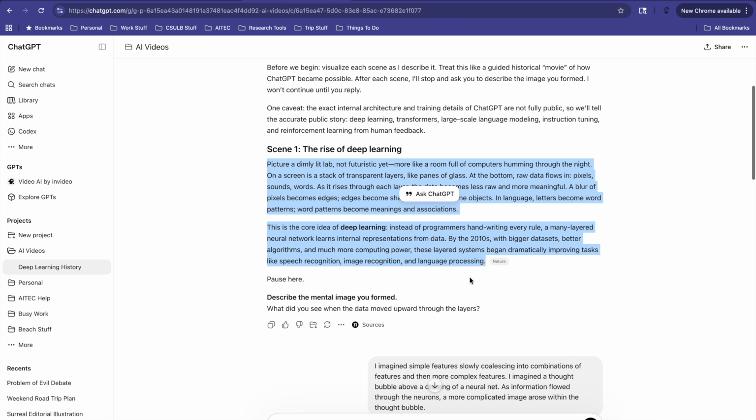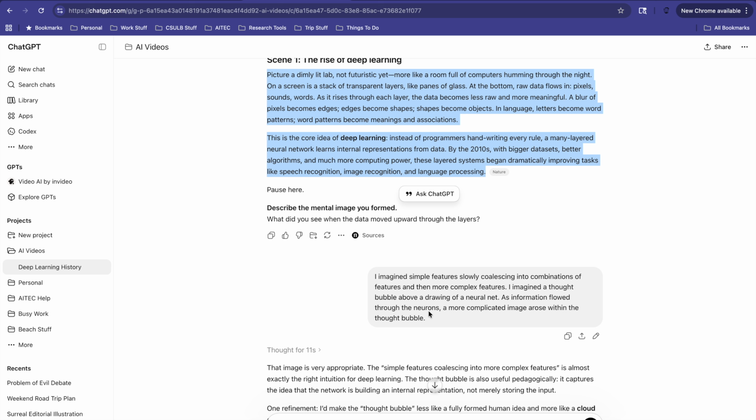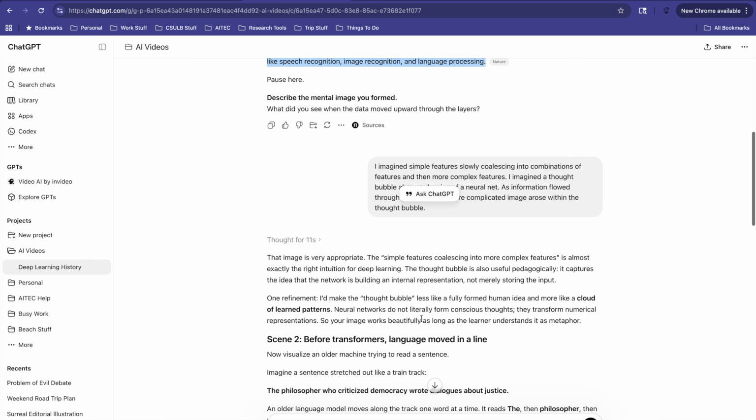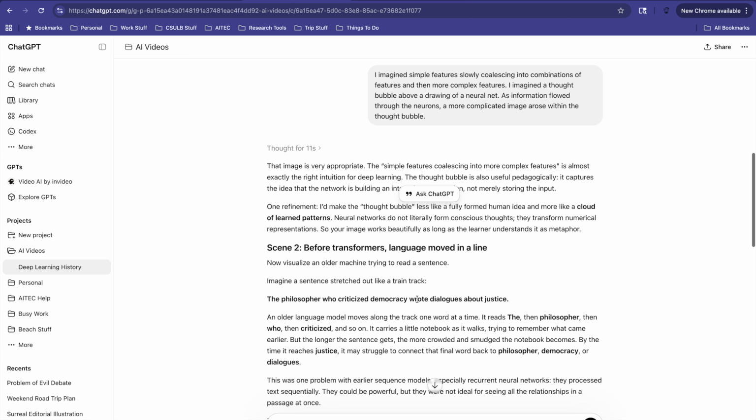And then it basically said, okay, try to walk me through this image, right? It says, describe the mental image you formed. What did you see when the data moved upward through the layers? And then I described what I visualized. And this is all very much image-based, right? You really are describing your mental images. And that's great. That is how you learn, right? That's dual coding. And I think it worked really, really well. It gave me some feedback, and it actually thought, oh, I like that image, but change it to this. And it's actually quite useful, and it moves on from there.